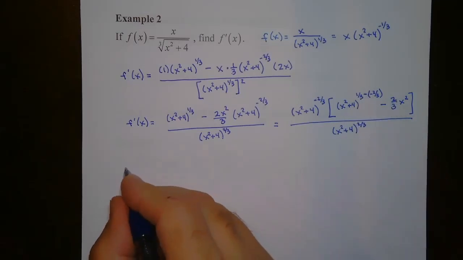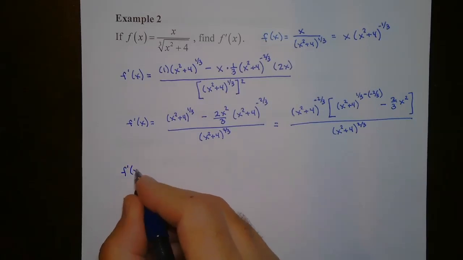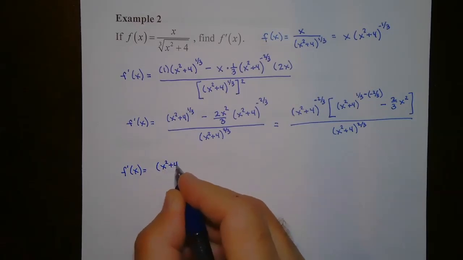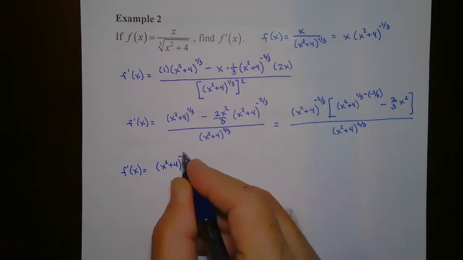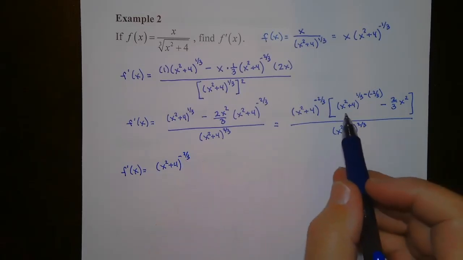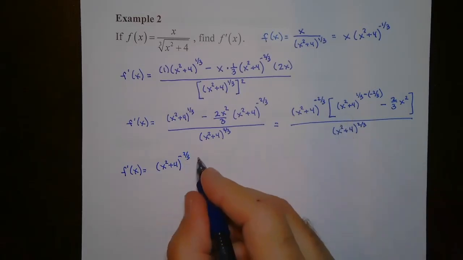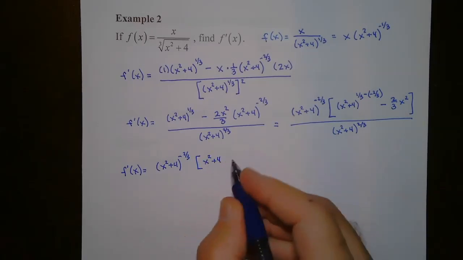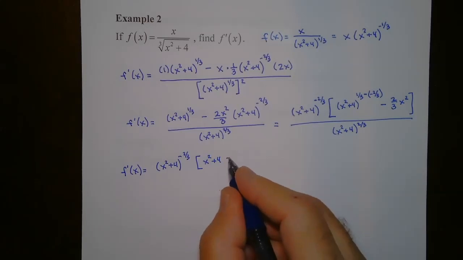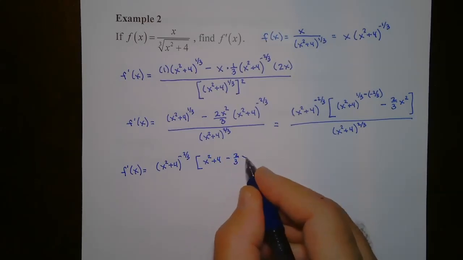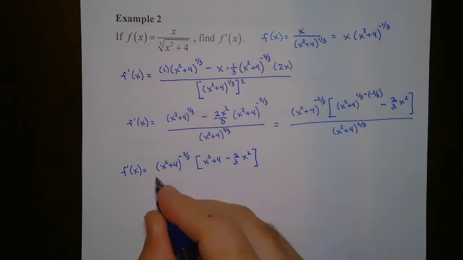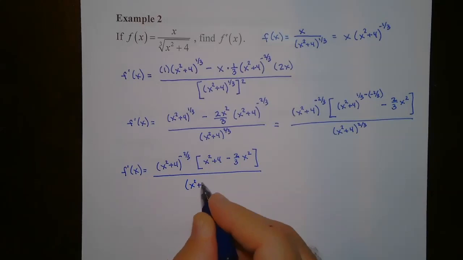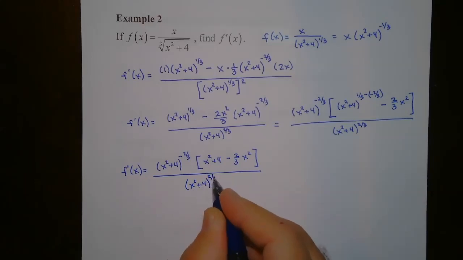Okay, so then that makes f prime of x equal to x squared plus 4 raised to the negative 2/3 power. And this is just x, this is just going to become x squared plus 4. And then minus the 2/3 x squared, all over this x squared plus 4 raised to the 2/3.